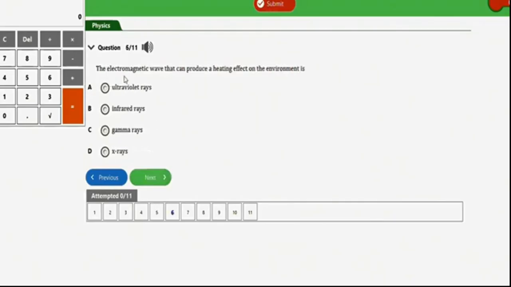It says the electromagnetic wave that can produce a heating effect on the environment is. So the right option is option B, which is infrared waves. Now, when it comes to wave, once you hear heat, what should come to your mind is infrared waves. So infrared waves is a type of wave that deals with heat, that produces heat. Okay, so the right option in this question is infrared wave, which is option B. The next question will be this one.